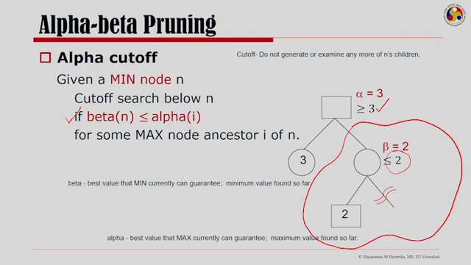Now, to check the condition, recall that alpha is the best value the max can have. So, we have an alpha of 3, beta is the best value that min can currently have. So, we have a beta of 2, and now if you compare the beta value at the nth node, which is 2, and which is less than the alpha value of its ancestor I, we can have this cutoff, and this condition is satisfied. So, such a cutoff is called an alpha cutoff.